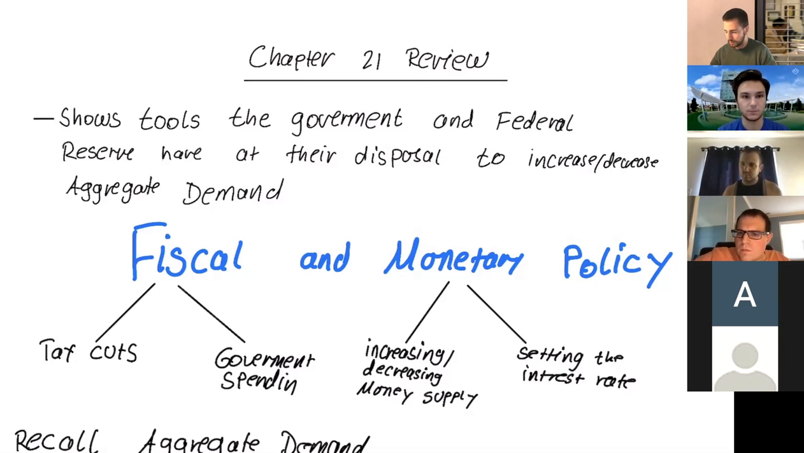It's showing the tools that government and the Federal Reserve Bank have at their disposal to increase aggregate demand. So basically, think of it like this. Back during the Great Depression, they did not have these tools. The Federal Reserve Bank did not really know anything about these tools, and the government also. And basically, that's why the Great Depression was so bad. And this is actually from the Keynesian economics school.